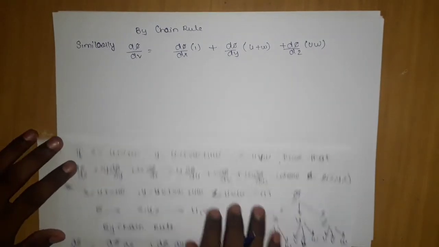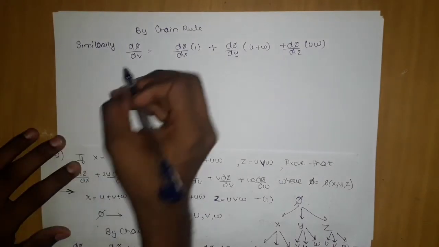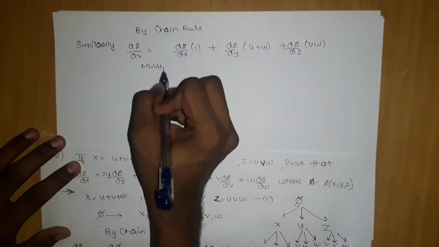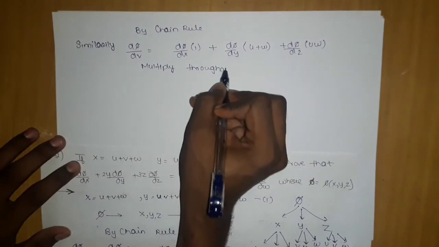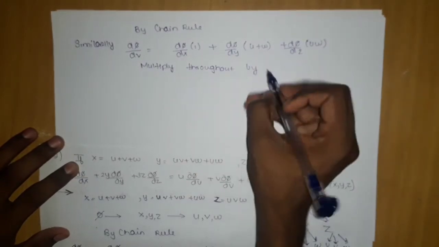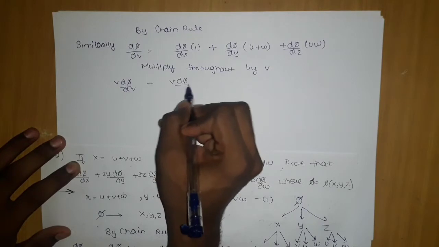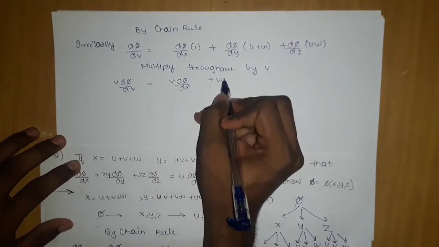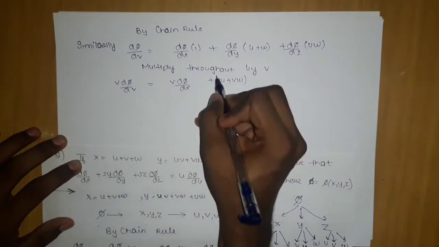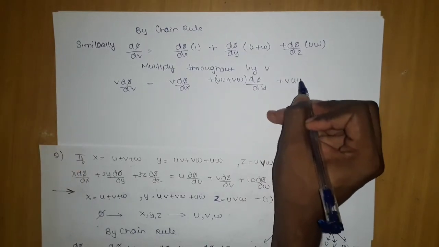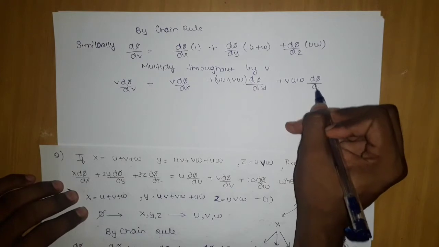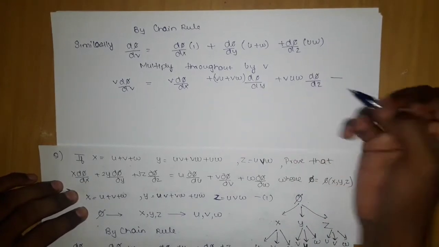Now we have to multiply it throughout by what? v. So multiply throughout by v. You will get v ∂φ/∂v equals v ∂φ/∂x plus (vu plus vw) into ∂φ/∂y plus vuw ∂φ/∂z. Just call it 3.